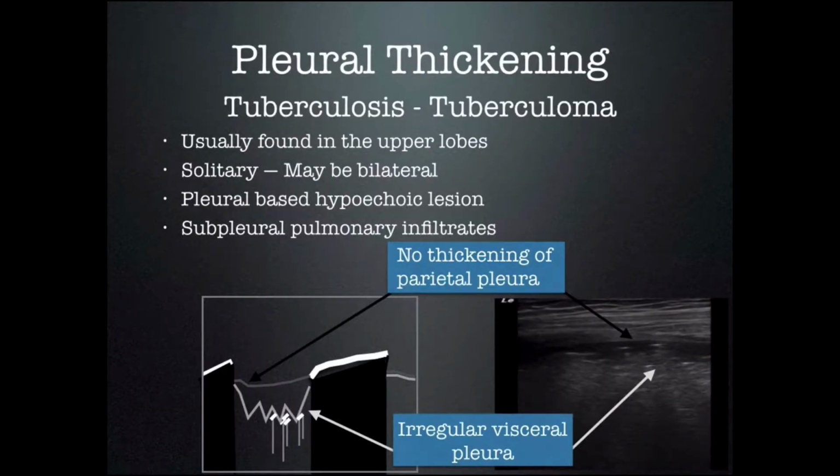You also may see something very similar looking to a PE, which may be tuberculosis. Generally, if it's tuberculosis, it's going to be found in the upper lobes. It may be solitary and it may be bilateral. And it's very similar to an infarct in that it is a pleural-based hypoechoic lesion. It's generally not, however, wedge-shaped. It generally has subpleural pulmonary infiltrates, which I have tried to demonstrate on my ultrasound diagram. You'll also note that there is no thickening and no bulging of the parietal pleura. And the visceral pleura is very irregular and almost difficult to see.